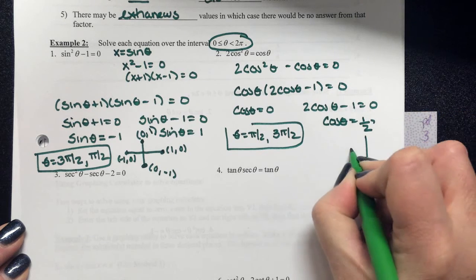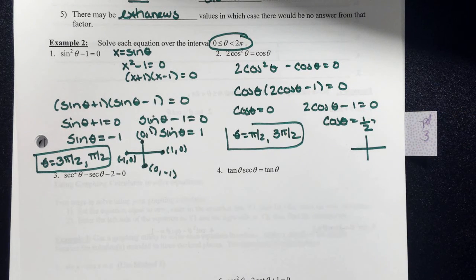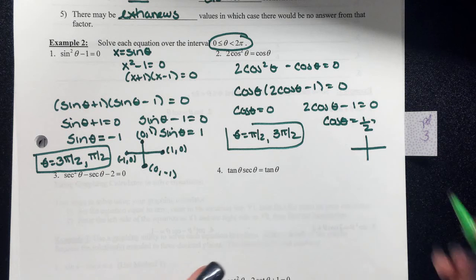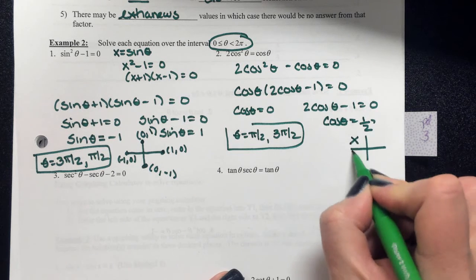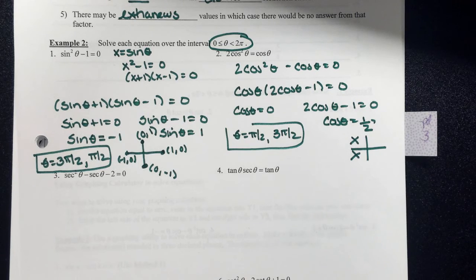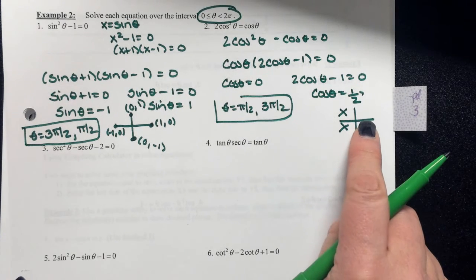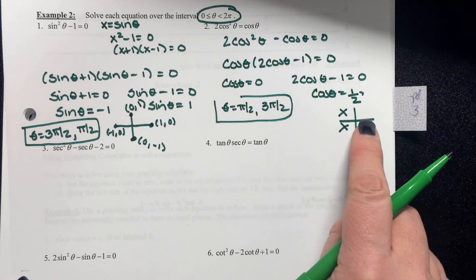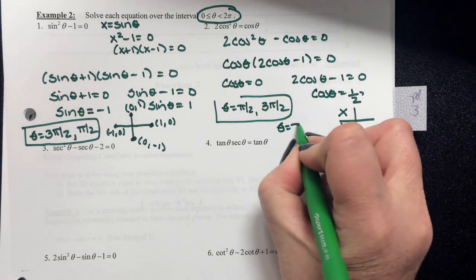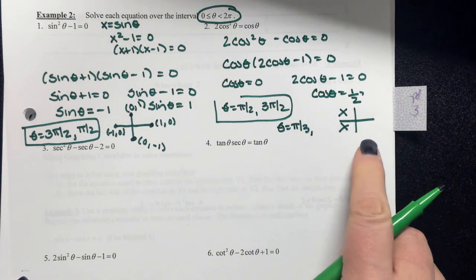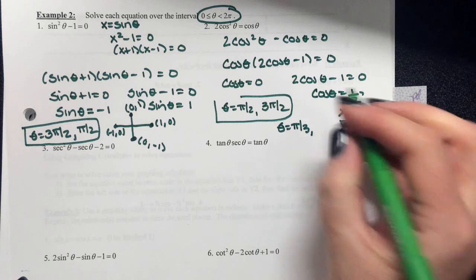So now again, what quadrants are we going to be located? Where am I looking for angles? 1 and 4. That's where cosine's positive. So what's the angle in quadrant 1 that has a cosine value equal to a half? Pi over 3. And then the one down here in quadrant 4 would be 5 pi over 3.